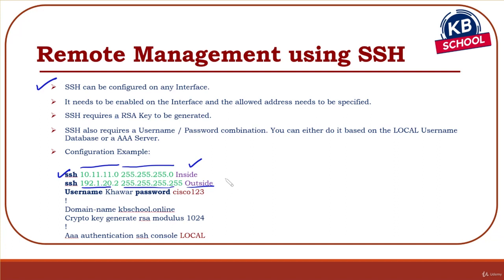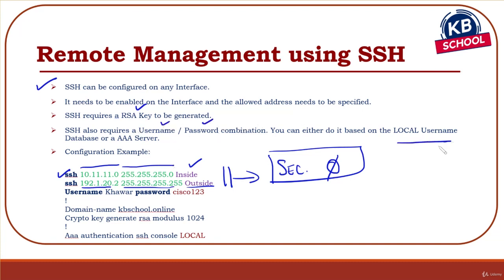Now, SSH is able to connect in remotely, even on a security level of 0, because SSH is an encrypted mechanism of transferring data or doing the remote management. It does require an RSA key to be generated. It also requires a username password combination. You can do it based on the local database, which I'm doing over here, username Kowar, password as Cisco123, and then tying up my SSH authentication based on the local database.